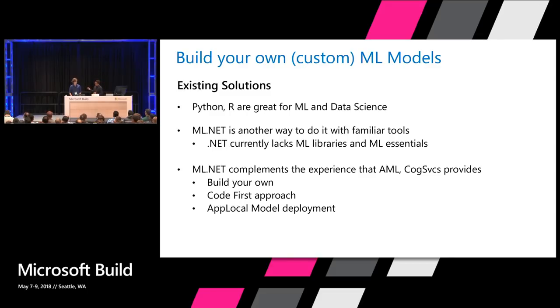So moving forward, if you think about ML.NET, there are already a lot of products out there. From Microsoft itself, there's Azure Machine Learning and Cognitive Services. The way we think about ML.NET is that it complements these products. ML.NET is about building your own models to give you the flexibility and control that you need for some scenarios. It gives you a code-first approach. And most importantly, it allows app-local model deployment.